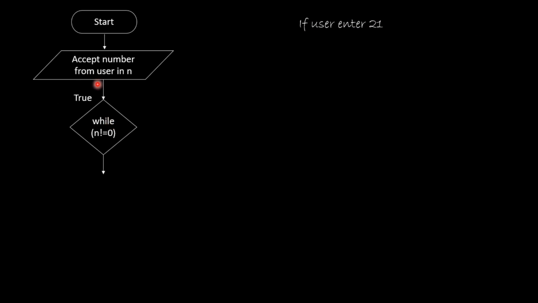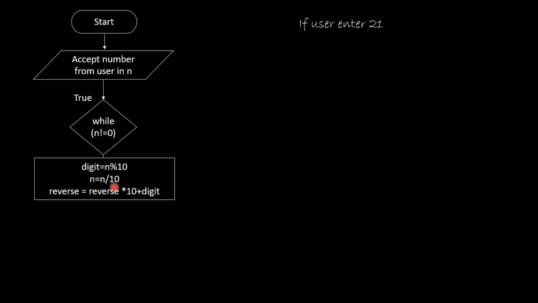The control will enter into the loop. Now after that we just see this statement, that is digit is equal to n mod 10. So what is this n? n is nothing but 21, right, mod 10. You can see this percentage symbol here, it is known as the mod symbol. Okay, it is used to find the remainder of the number.